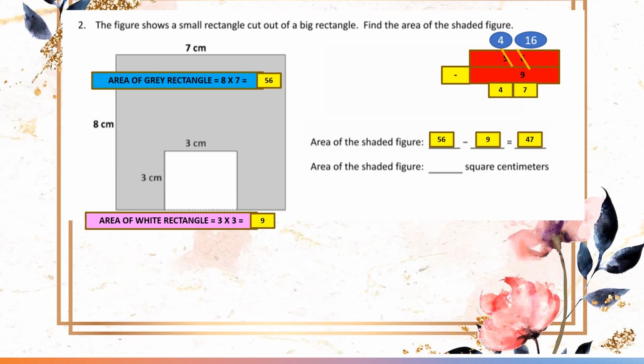So that means that the actual area of the shaded figure, the actual area of everything that's gray, not the white part, but everything that's gray, is actually 47 square centimeters. Now, if you need to go ahead and pause your video so that you can make sure you have everything written down, go ahead and do so now.